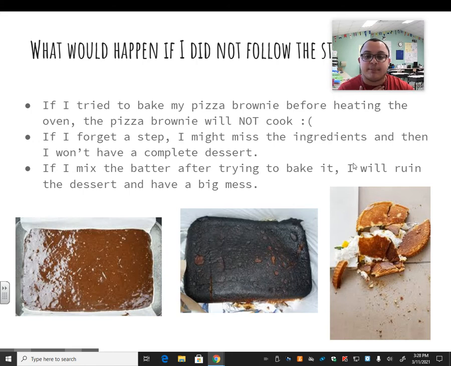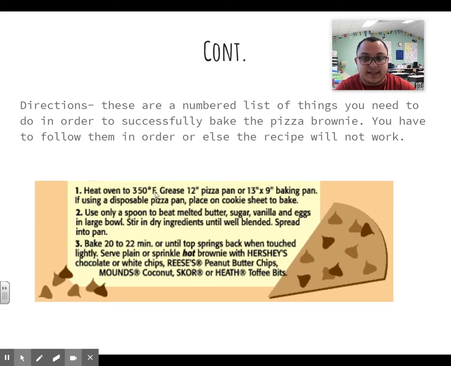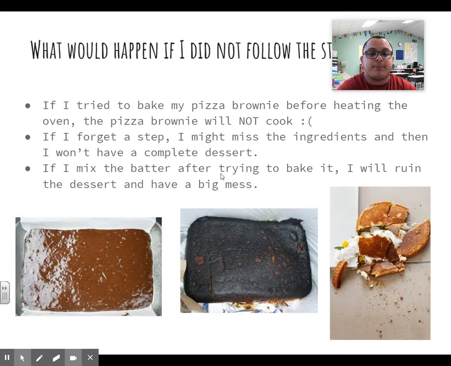Well, if I tried to bake my pizza brownie before I even heat the oven, which is our first step, heat the oven to 350, the pizza brownie won't cook. It'll be raw. If I forget a step, I might miss the ingredients, and then I won't have a complete dessert.